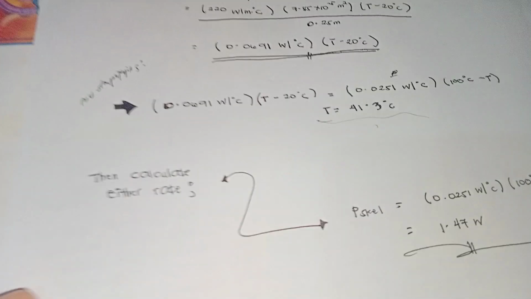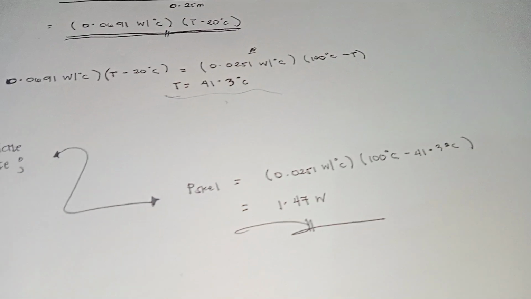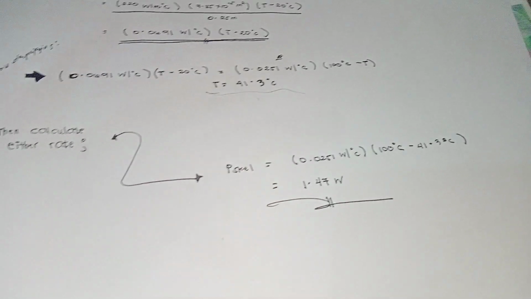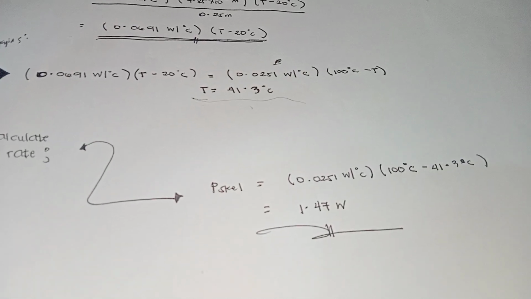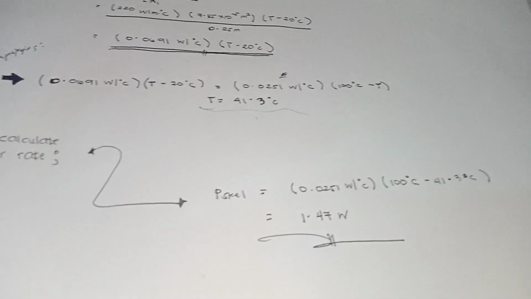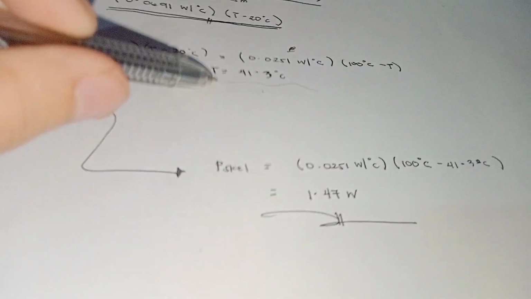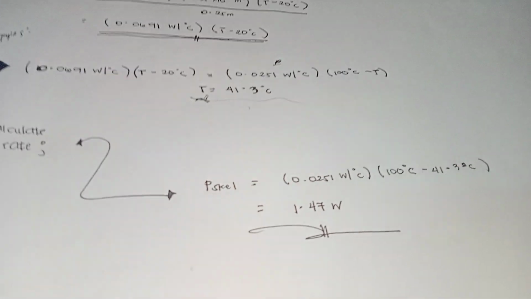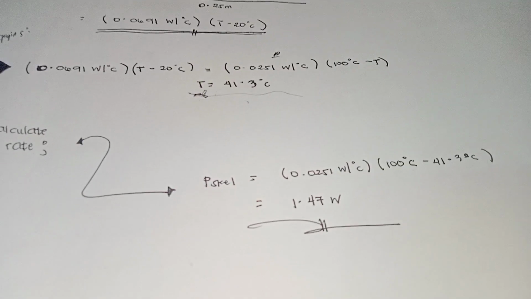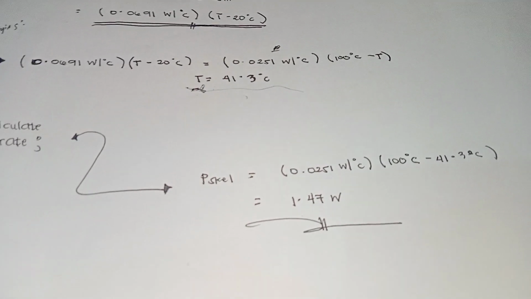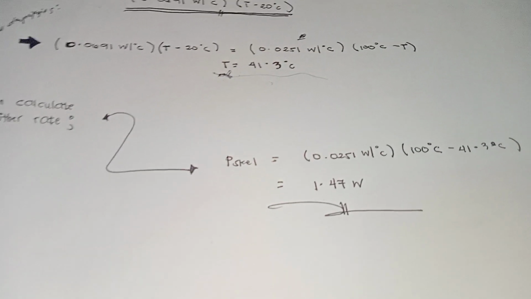Then, by calculating the rate, Pascal equals 0.0251 W per degree Celsius, and 100 degrees Celsius minus 41.3 degrees Celsius. We divide that by 2, and we arrive at the final answer of 1.47 W.